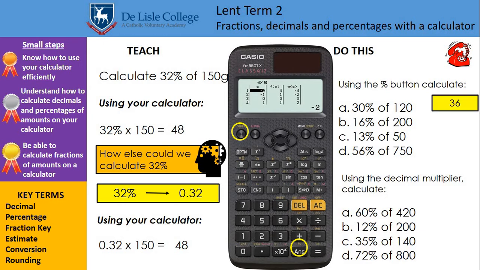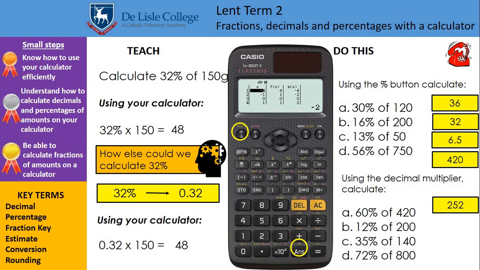30% of 120, you should have had 36. 16% of 200 should be 32. 13% of 50 should be 6.5. 56% of 750 is 420. And then the questions using the decimal multiplier, 60% of 420 is 252. 12% of 200 gives us 24. 35% of 140 gives us 49, and 72% of 800 gives us 576.